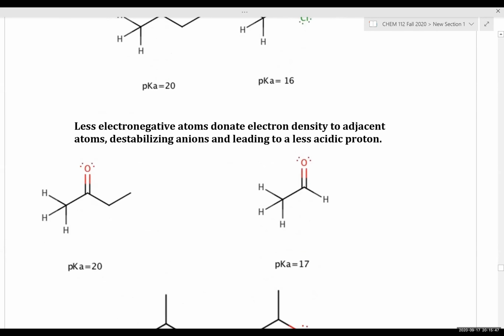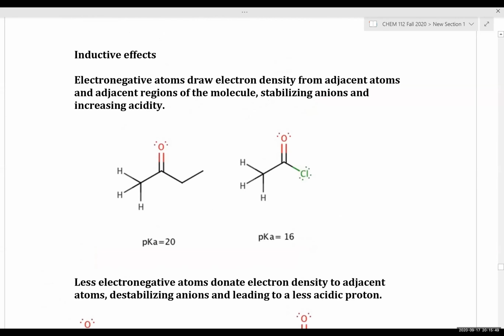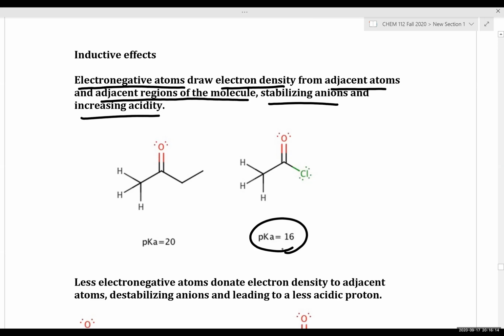And let's talk a little bit about inductive effects and how inductive effects can play a role in relative anion stability. So as we talked about previously, electronegative atoms draw electron density from adjacent atoms and adjacent regions of the molecule, stabilizing your anions and increasing acidity. That's why your acyl chlorides are more acidic, because we have an inductive effect from the withdrawing chlorine.